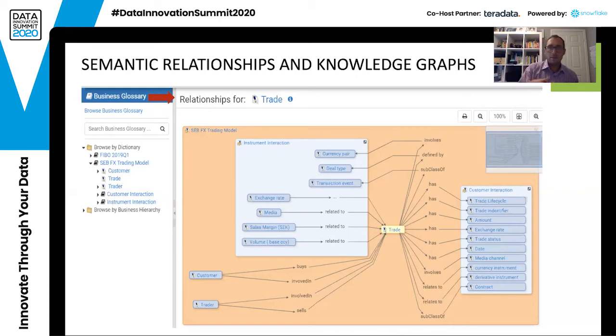And the left-hand side, for an FX instrument, it needs to have a deal type. It needs to have a transaction event. It needs to have an exchange rate. It needs to have a channel, which is what we call a media. And then that trade is then bought by or sold to a customer, and also another part of a party is a trader.